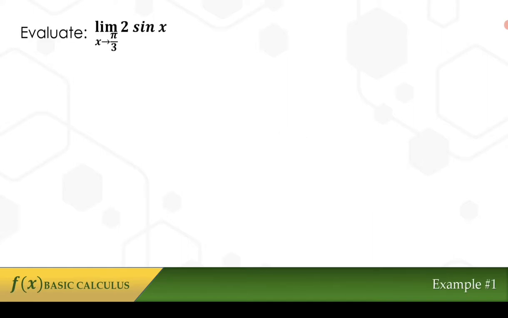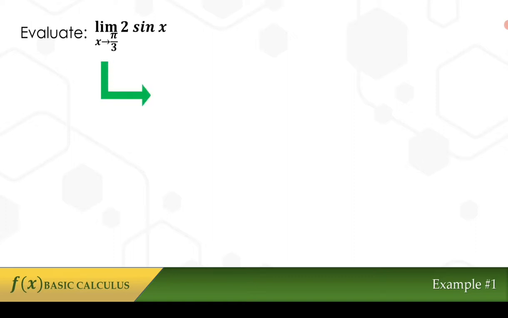So example number 1, let's try to evaluate the limit of 2 sine x when x approaches pi all over 3. Okay? I also have additional guides here, the table, so we are guided in answering our given example. Now, let's apply direct substitution.